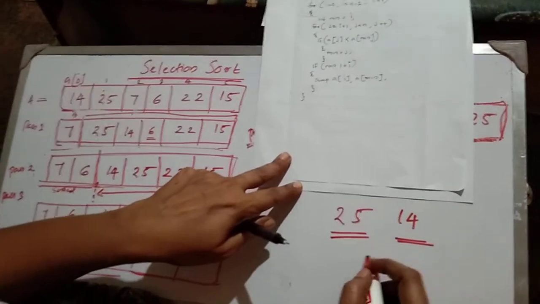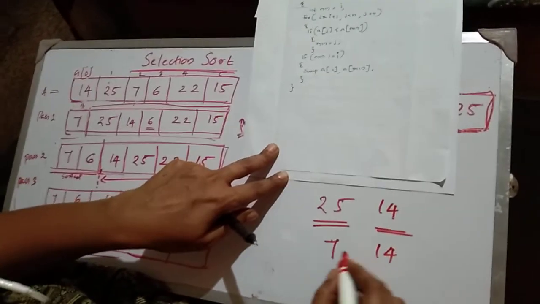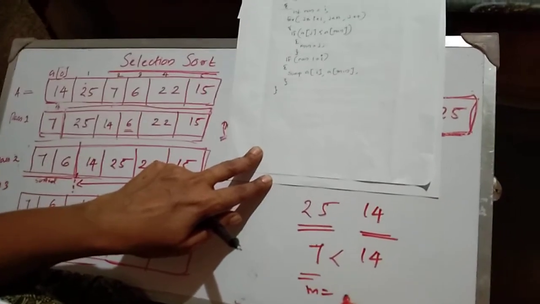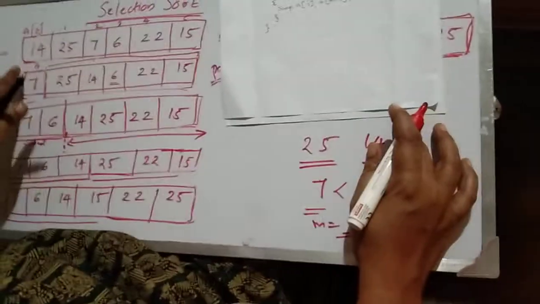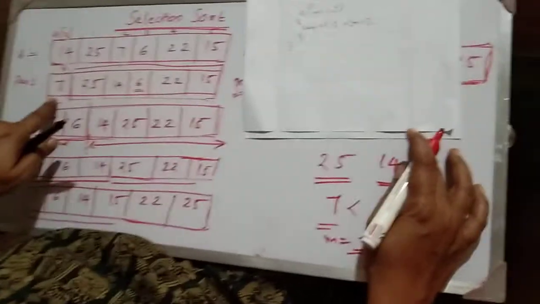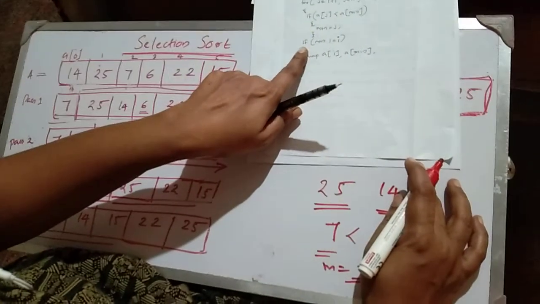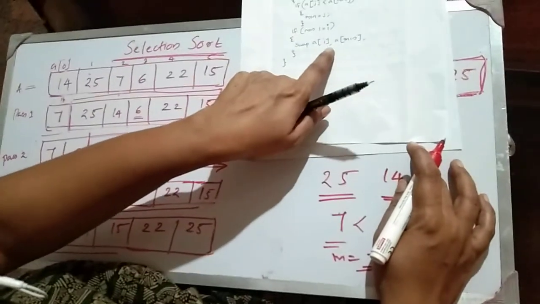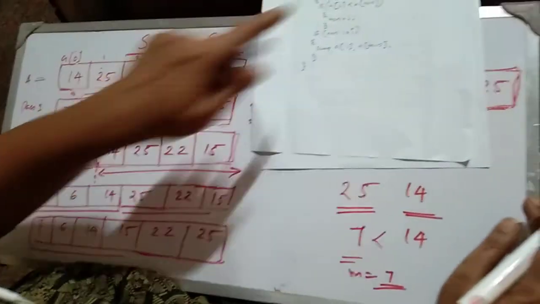So again our j value is 7 now and our min value is 14. So this 7 is less than 14. We are updating min is equal to 7 now, so 7 comes to the min position. Then we have to check if min is not equal to i, then we have to swap a of i with a of min. Okay, that is the algorithm for selection sort.